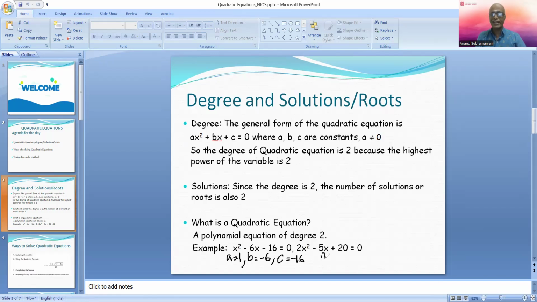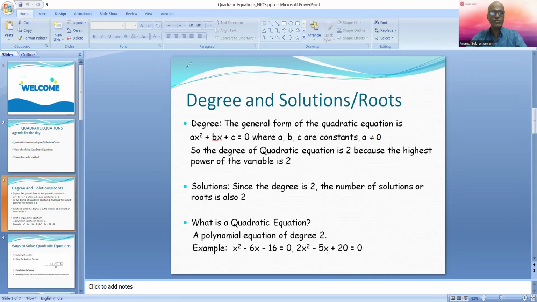For the second equation, what is the value of a? Can anybody tell me? Yes, 2. Very good. Kritika, can you tell me what is the value of b? -5. Very good. You should never leave the negative sign. John, can you tell me what is the value of c? 20. Good. So we know what are the values of a, b, c. This is what we need for the formula. Now we'll move to the next page.